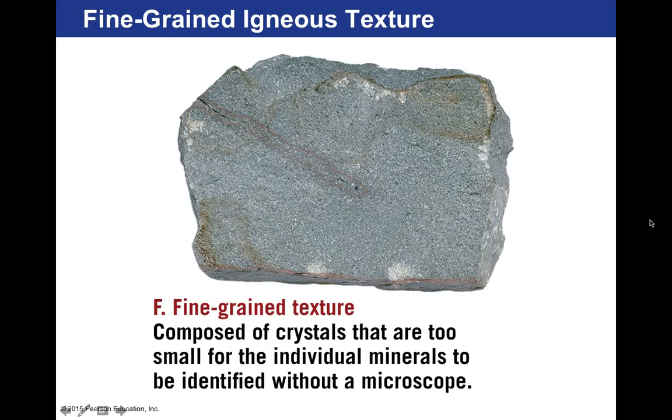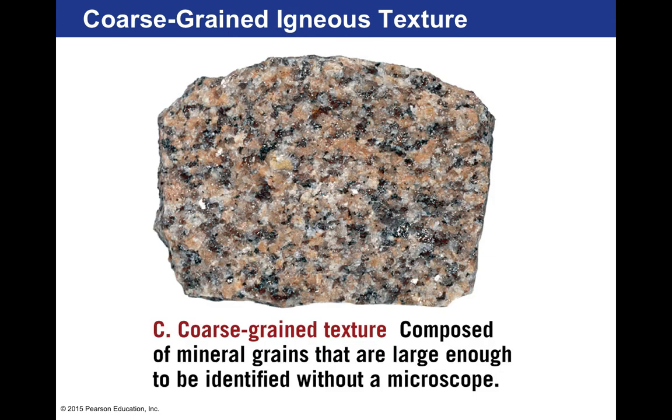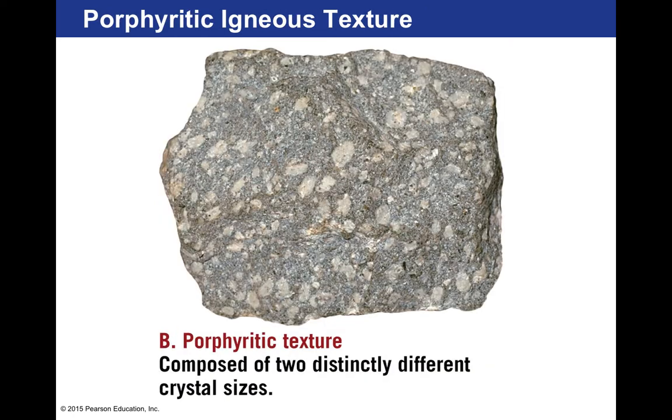So this is an example of fine-grained igneous texture. If you were to touch this, it would kind of feel like sandpaper. Coarse-grained, this would not feel like sandpaper. This would actually feel like bumps on top of the rock. So these would be bigger than very small pieces you would only be able to see with a microscope.